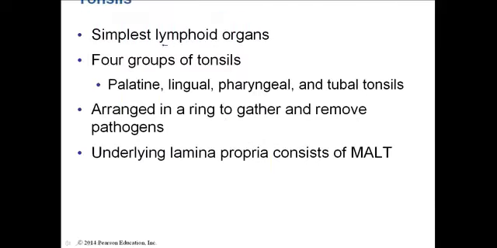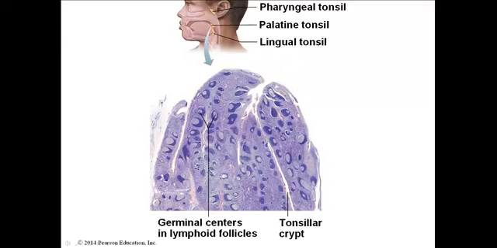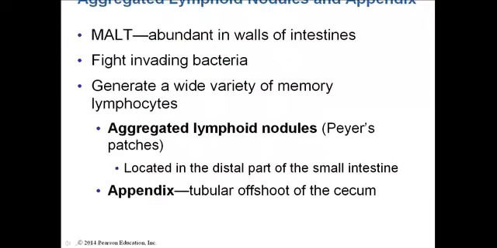Okay, tonsils. This is a lymphoid organ, sort of. There are 4 groups: the palatine, lingual, pharyngeal, and tubal. They're arranged in a ring, and they're at the back of your throat. So these are the locations of those tonsils. I just want you to know that you have tonsils. Yeah, these are aggregated lymphoid tissues. They fight bacteria, generate memory lymphocytes, which are very important. We have aggregated lymphoid nodules.